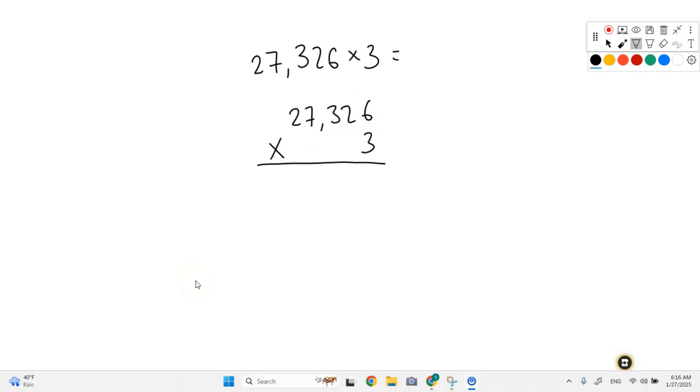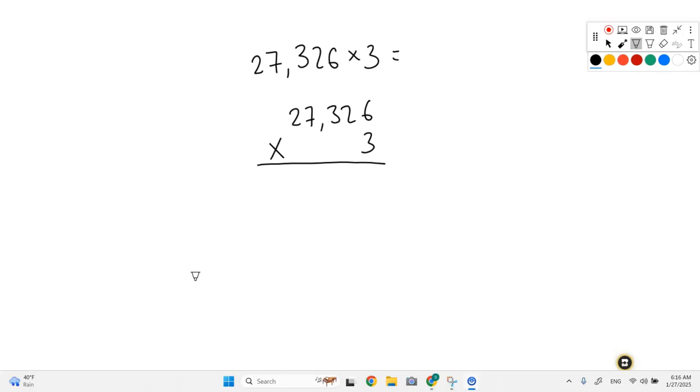So go ahead, erase your whiteboard, and write 27,326 times 3. And get ready to practice your standard algorithm. Your goal today is not to get it all correct. Your goal is to just remember the steps. And even if you don't make it, it's totally fine. Don't forget, this takes time. Be patient with yourself and just keep practicing. And hopefully, I'll be back tomorrow.